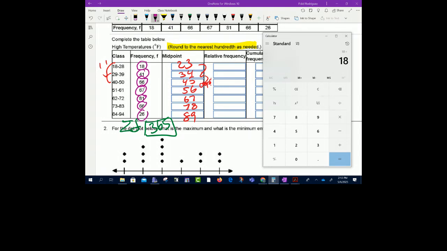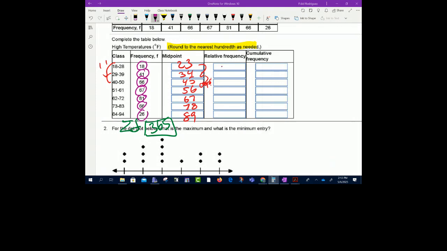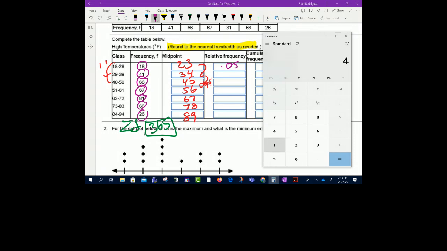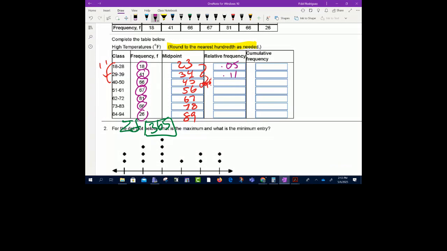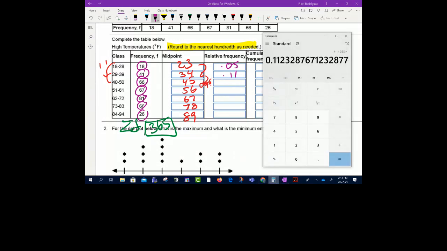I'm sorry. 18 divided by 365. 0.05. My bad, y'all. Okay, 41 divided by 365. 0.11. Let's see, 66 divided by 365. 0.18.